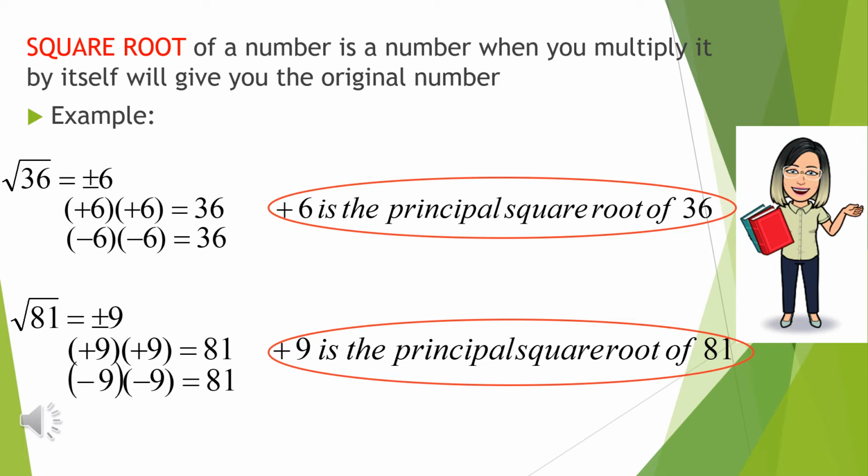The square root of a number is a number that, when you multiply it by itself, will give you the original number. Example, square root of 36 equals plus and minus 6. Positive 6 is the principal square root of 36. Square root of 81 equals plus and minus 9. Positive 9 is the principal square root of 81.